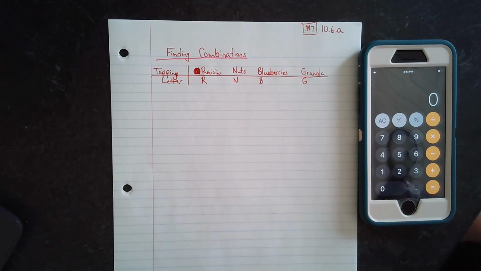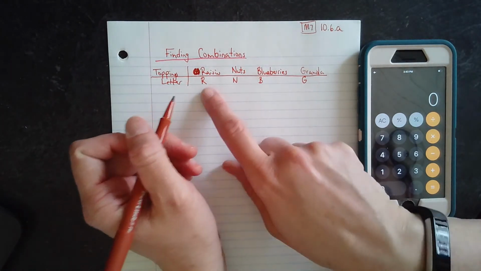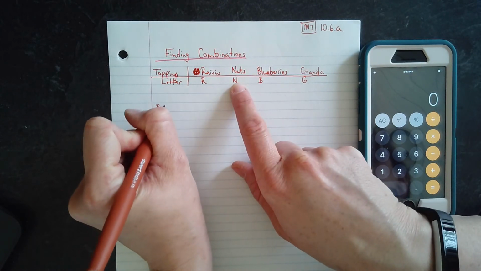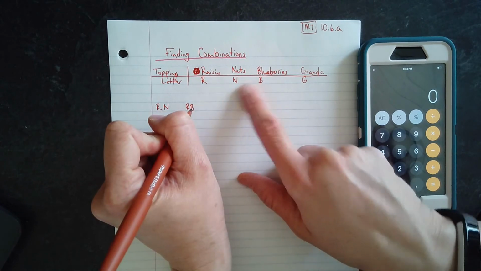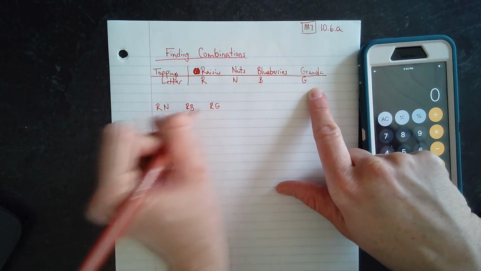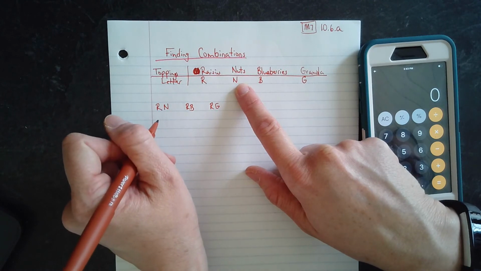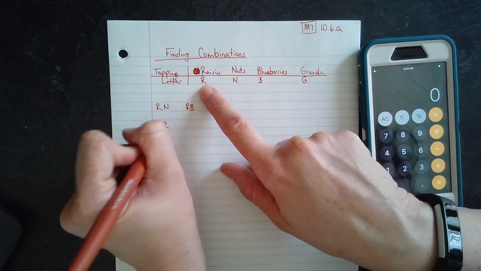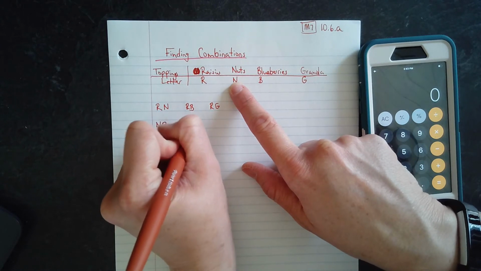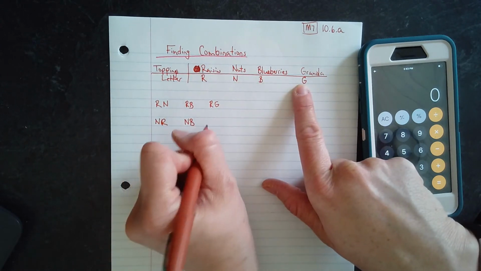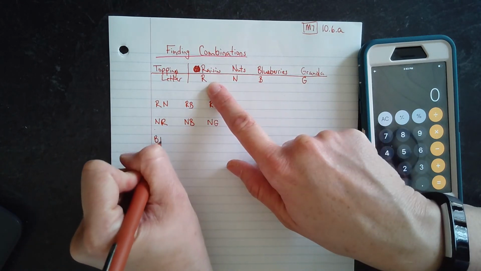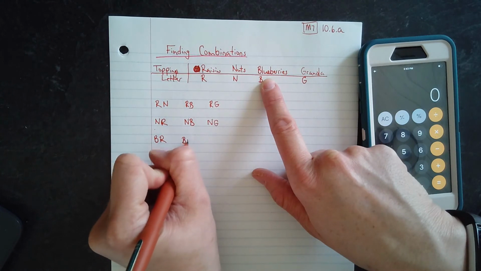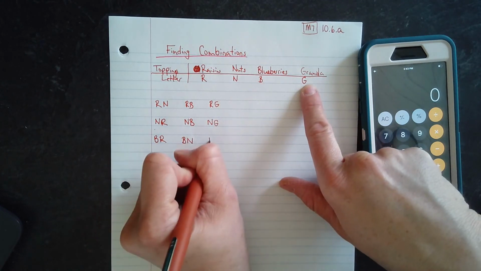So if you are going to make groups of toppings, you're going to pair up the toppings. You could have raisins with nuts, and you could have raisins with blueberries, and you could have raisins with granola. Then you could have nuts with raisins. You could have nuts with blueberries, and you could have nuts with granola. We could have blueberries with raisins. We could have blueberries with nuts, and we could have blueberries with granola.